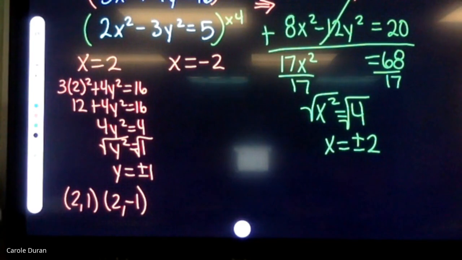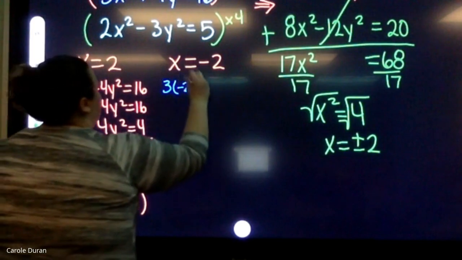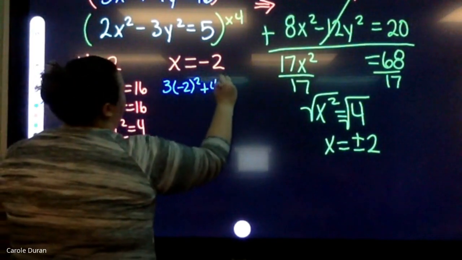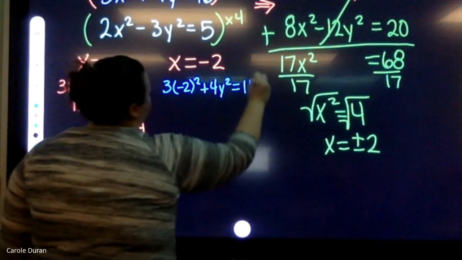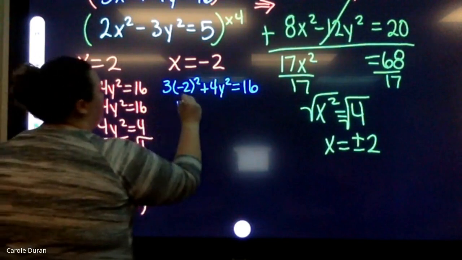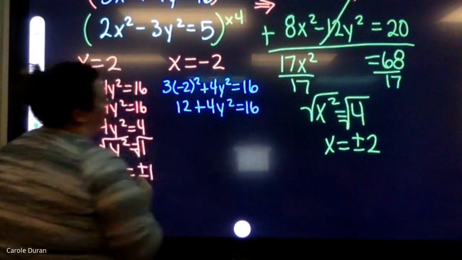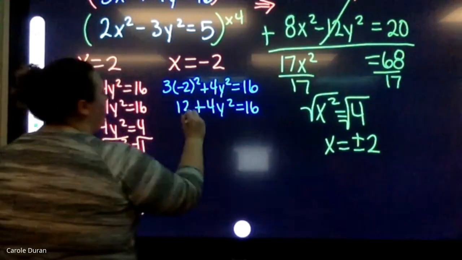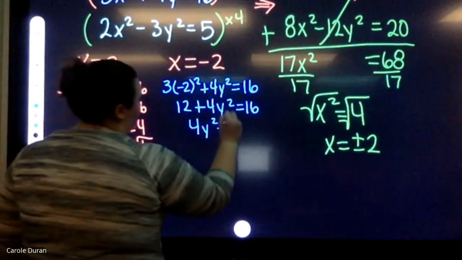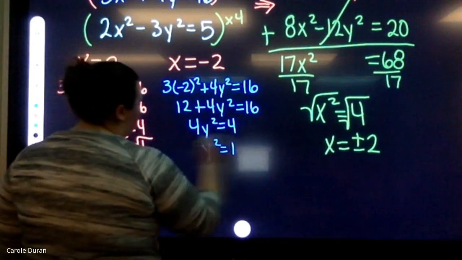And then I'm going to repeat the process with x equals -2. So I plug it in, I get 3 times -2 squared plus 4y squared equals 16. I simplify it out. -2 squared is 4 times 3 is 12 plus 4y squared equals 16. Subtract the 12, I get 4y squared equals 4. Divide by 4, I get y squared equals 1.